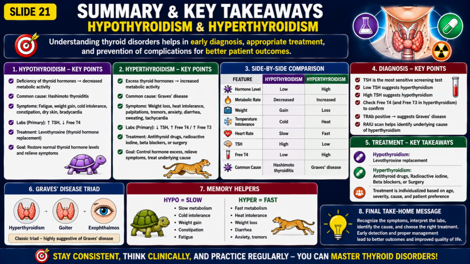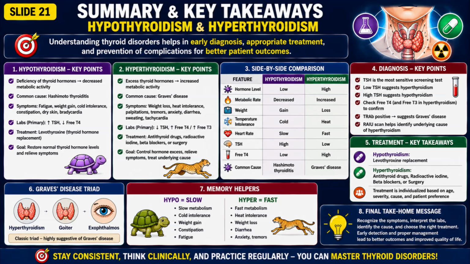Hypothyroidism occurs when the thyroid gland produces insufficient thyroid hormones. This leads to a reduction in metabolic activity and causes symptoms such as fatigue, weight gain, cold intolerance, constipation, dry skin, and a slow heart rate. The most common cause of hypothyroidism is Hashimoto's thyroiditis. Laboratory findings typically show elevated TSH levels and decreased free T4 levels. Treatment involves thyroid hormone replacement with levothyroxine.